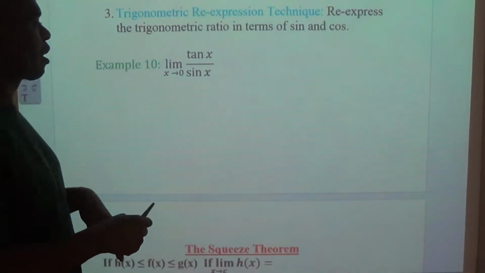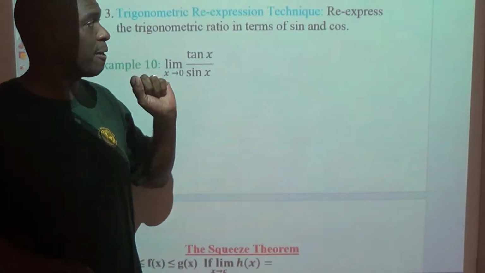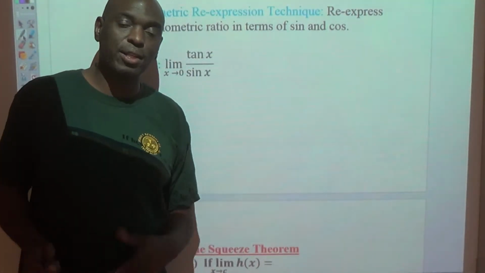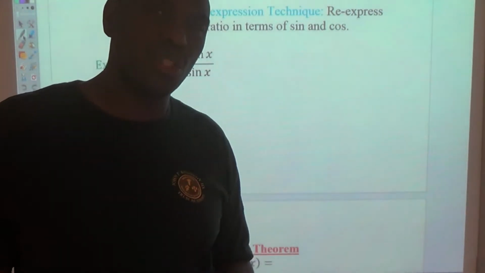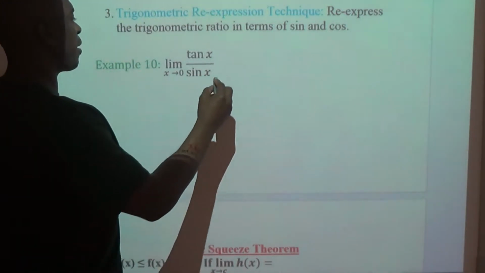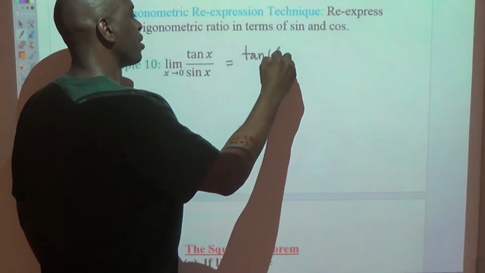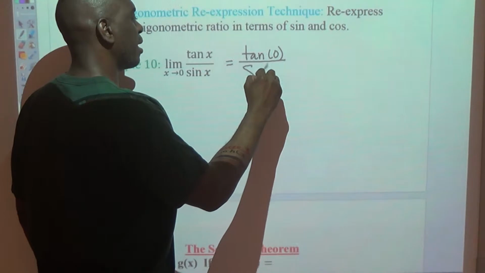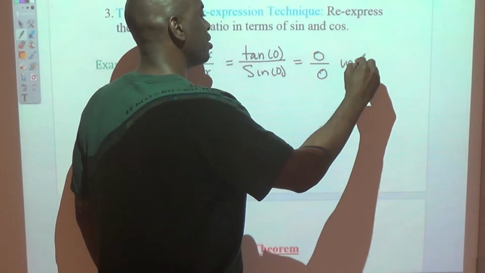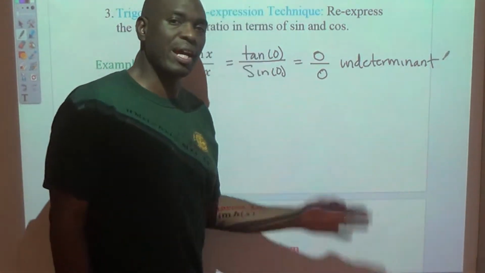Now the technique is trigonometric re-expression. We are to re-express the trigonometric ratio in terms of sine and cosine. Let's try direct substitution and see what happens. This is going to equal the tangent of 0 divided by the sine of 0, which is 0 over 0, which is indeterminate. So we have the indeterminate form.